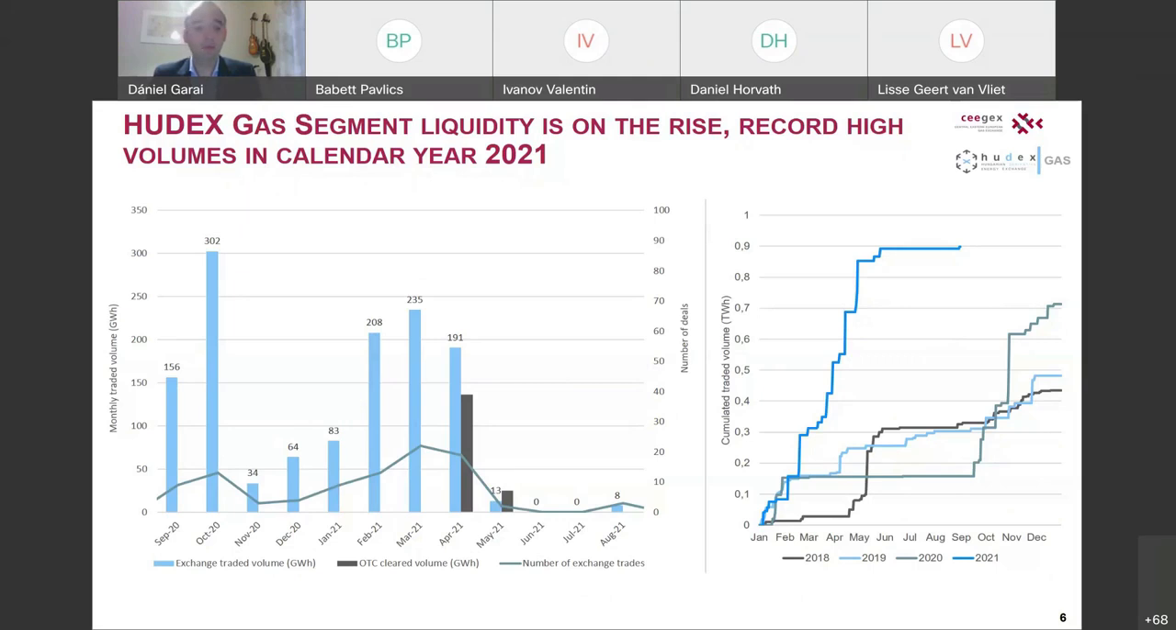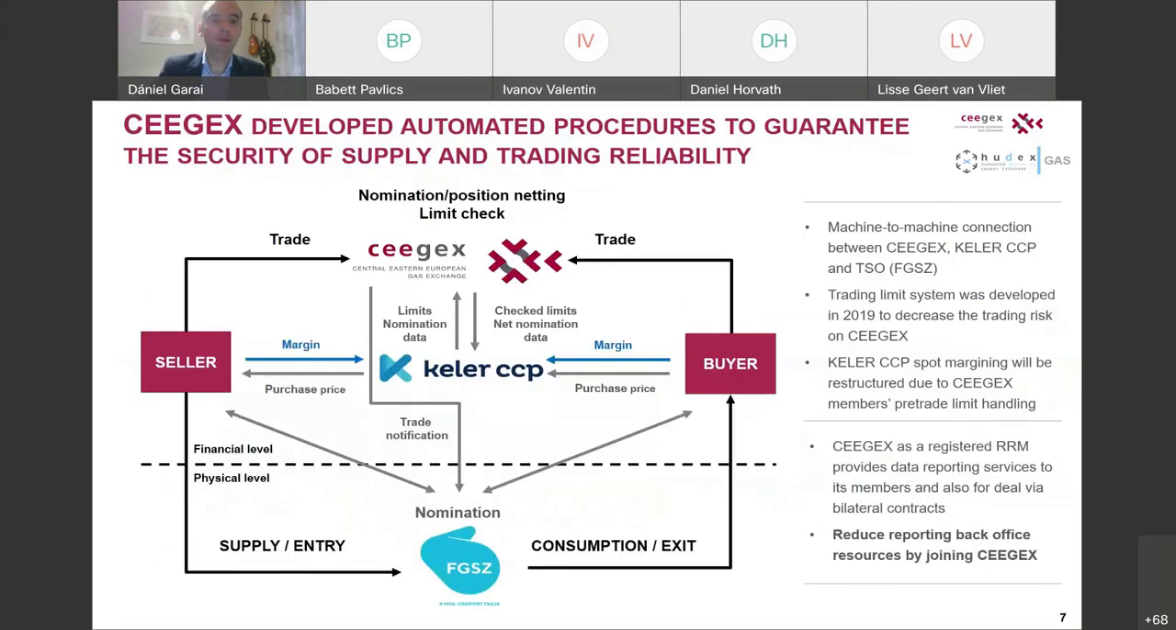So both the screen traded volume and the OTC cleared volume increased, and the number of exchanged trades as well. On the right side, you can see, as we are showing already by now, that the year 2021 is the most successful and most traded year on HUDEX.